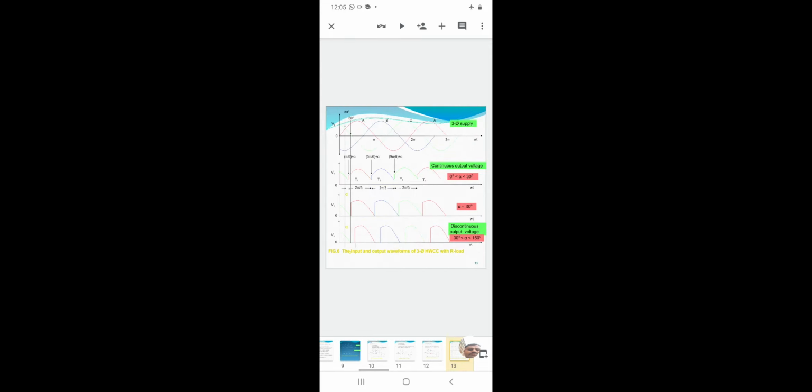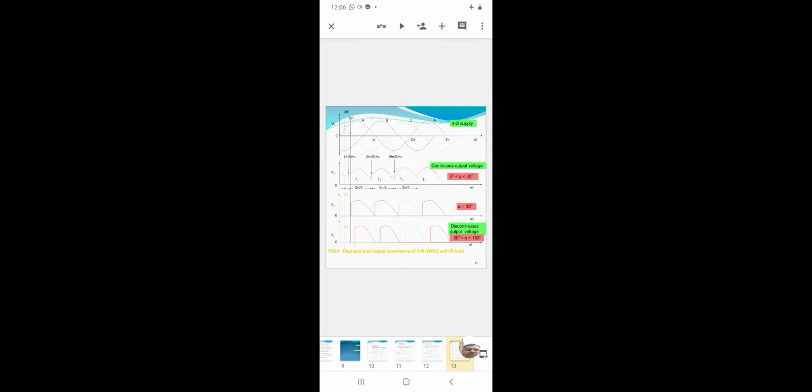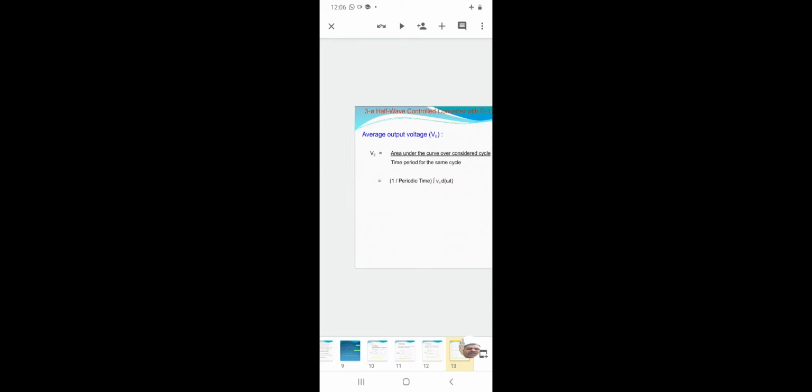So the instantaneous output voltage is connected across the R load from omega t equal to 9 pi by 6 plus alpha, with a 120 degree conduction period, the maximum conduction period. So this is the construction and working principle of three-phase controlled converters. This is the average output voltage and average output current for the resistive load; the output current has the same waveform.